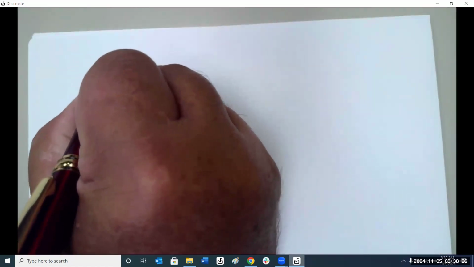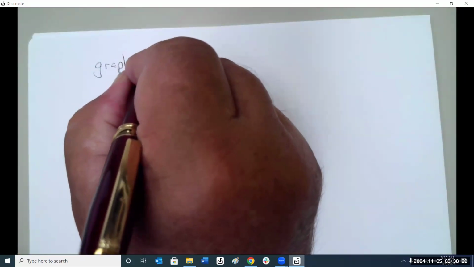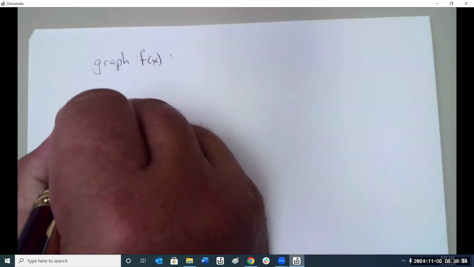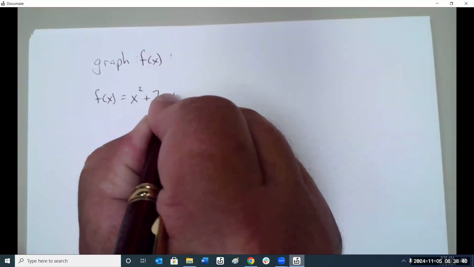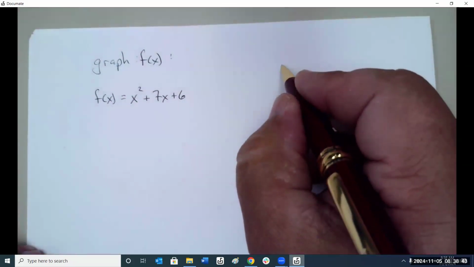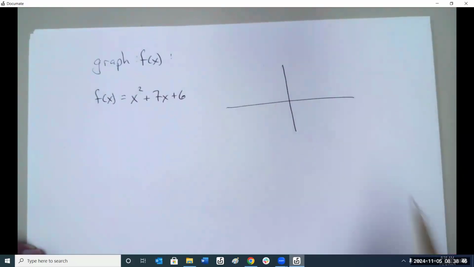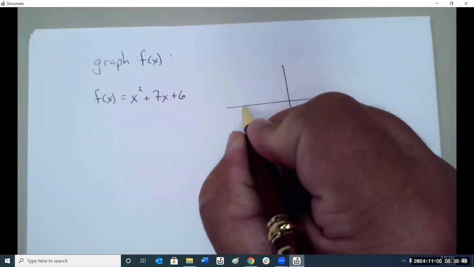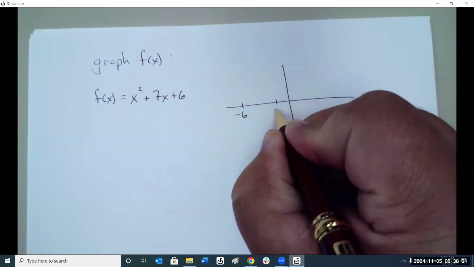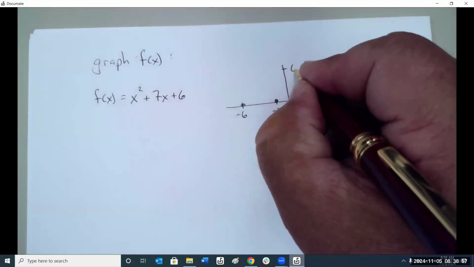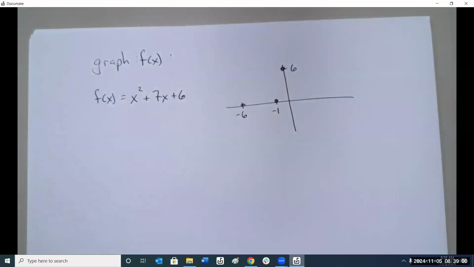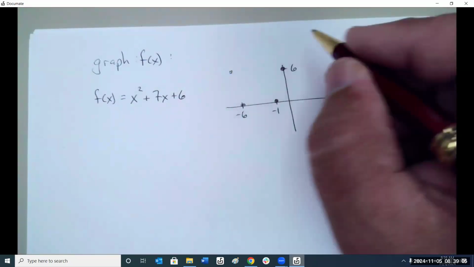Now, how do we graph our function? To graph our function, in our example, it was x squared plus 7x plus 6. First thing we did is we found our x-intercepts. Then we found our y-intercept. We found the fourth point. Right.